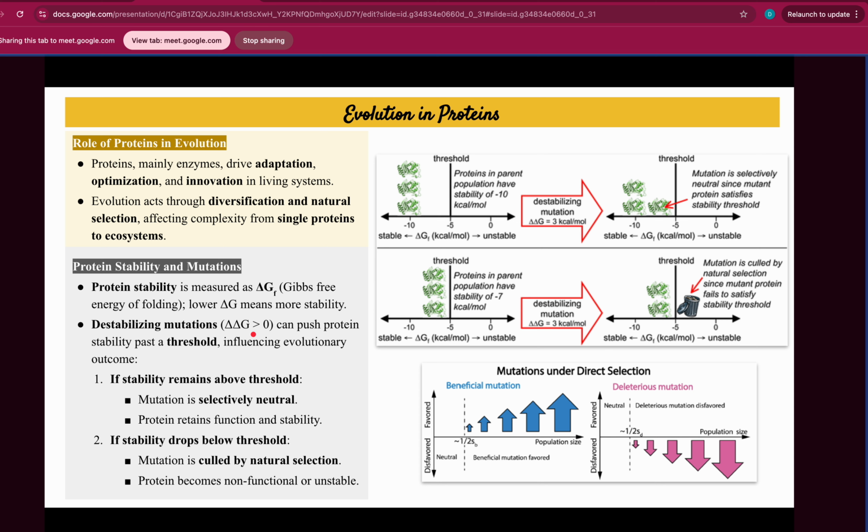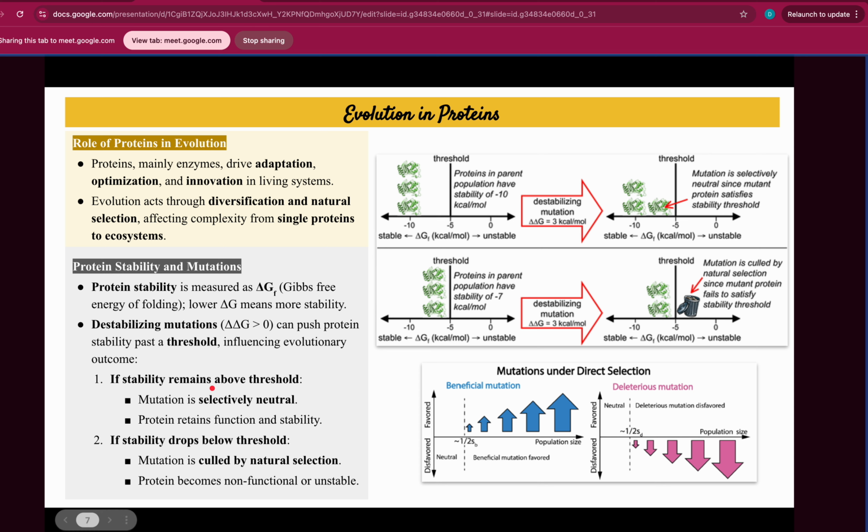So destabilizing mutations are the ones in which the delta G values are greater than 0. Which means that the energy value is moving towards the higher range. That means from -10, if we are moving towards -9, -7, we are increasing the energy. We are moving towards the positive values. That is known as destabilizing mutation. And if this passes a threshold, then that particular mutation will be an unfavorable mutation.